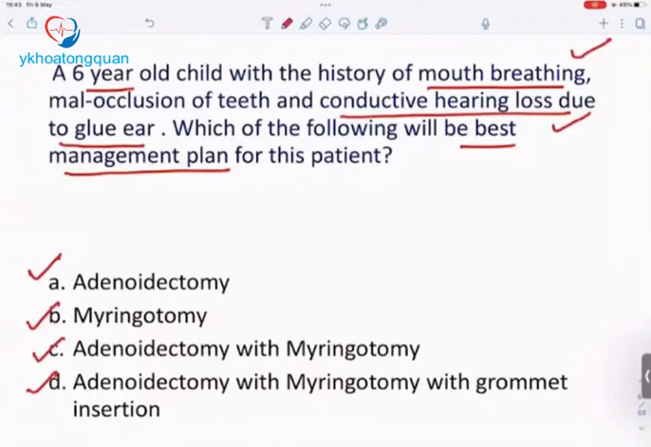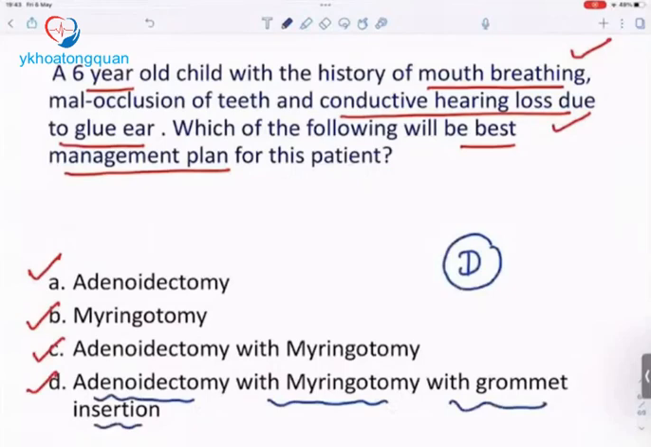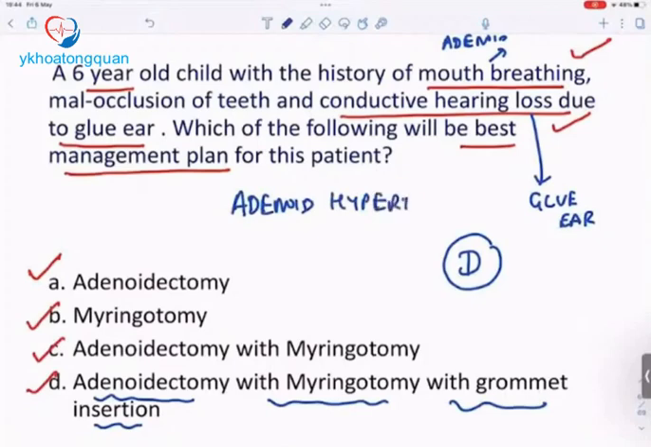Very good. The answer of this question will be D. That's the proper treatment: adenoidectomy with myringotomy with grommet insertion. Mouth breathing means adenoid problem, and conductive hearing loss is due to glue ear. So the diagnosis is adenoid hypertrophy with glue ear. So the answer is D.